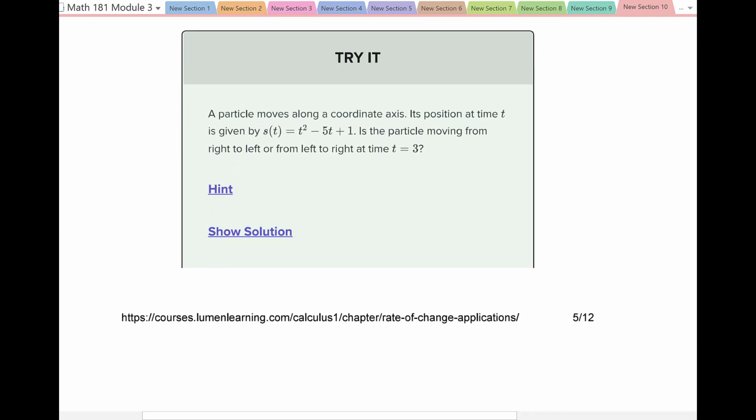A particle moves along a coordinate axis. Its position at time t is given by s of t equals t squared minus 5t plus 1. Is the particle moving from right to left or left to right at time t equals 3? Well, our velocity at time t is the first derivative of s. So I get 2t minus 5. So the velocity at 3 seconds is 2 times 3 minus 5, which is 6 minus 5, which is 1, which is positive. So that means it moves left to right.